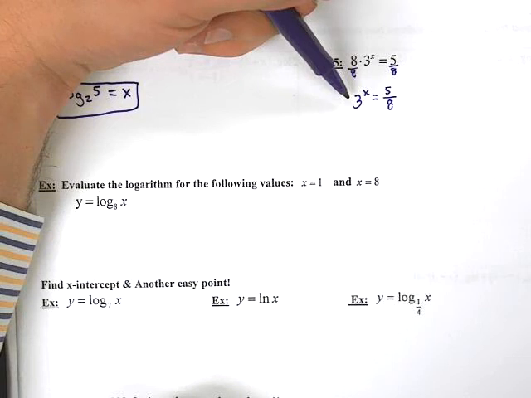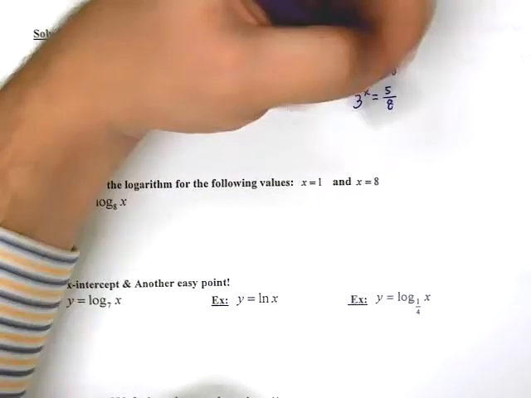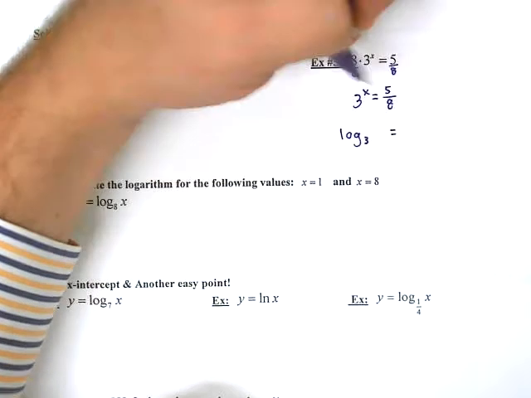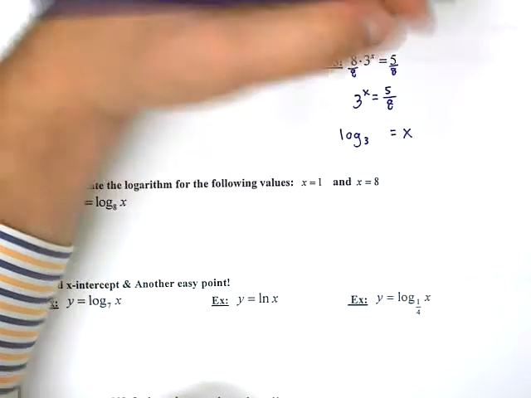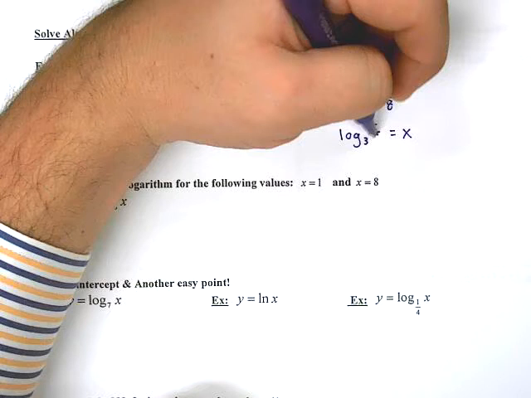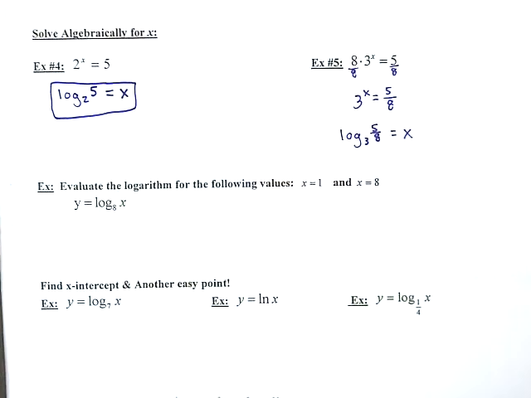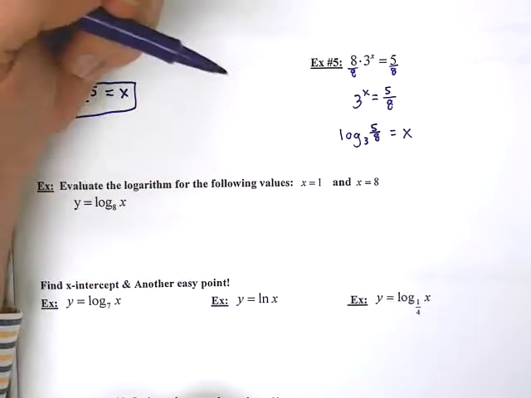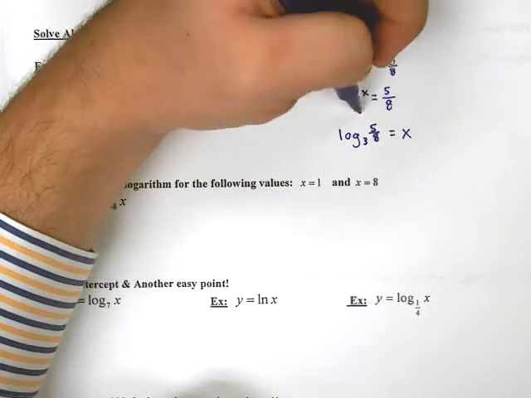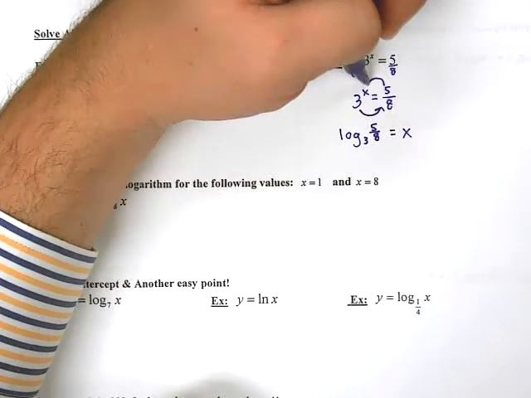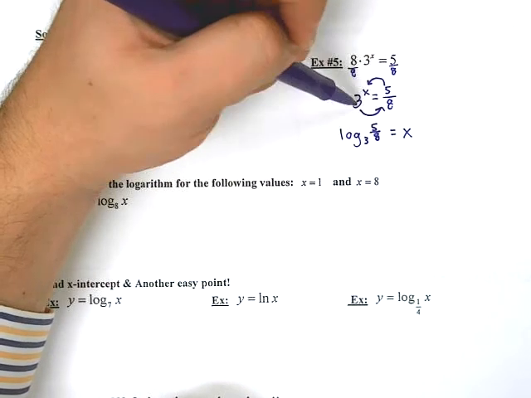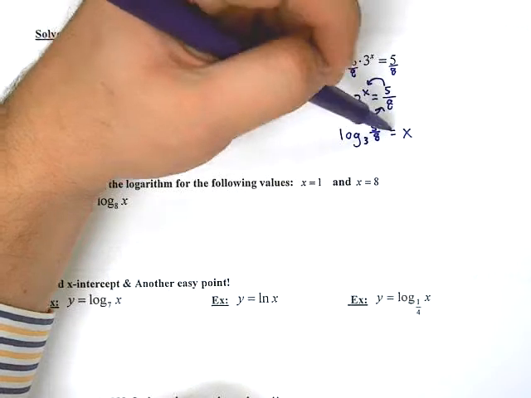Now I can use our circle. I can say that the log base 3 being raised to the x power means that the argument will be 5/8. Okay, so log base 3 of 5/8 is equal to x. And again, I kind of used a circle. It works the same way, right? Log base 3 of 5/8 equals x.